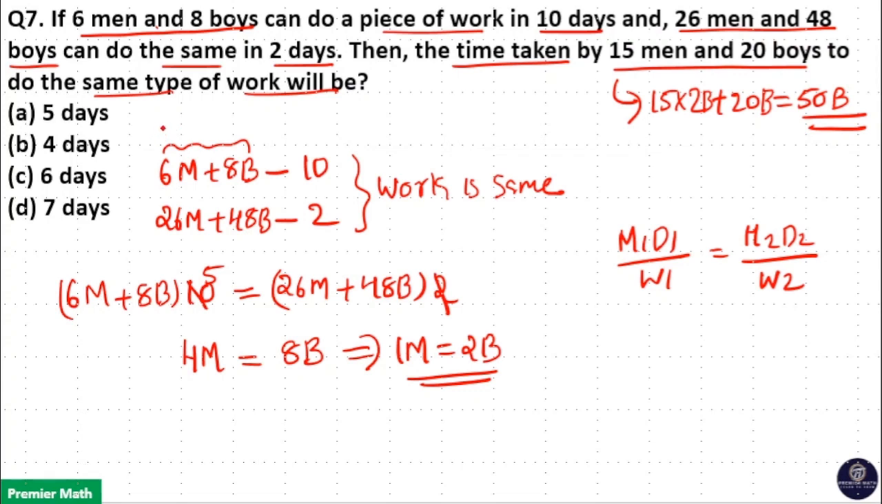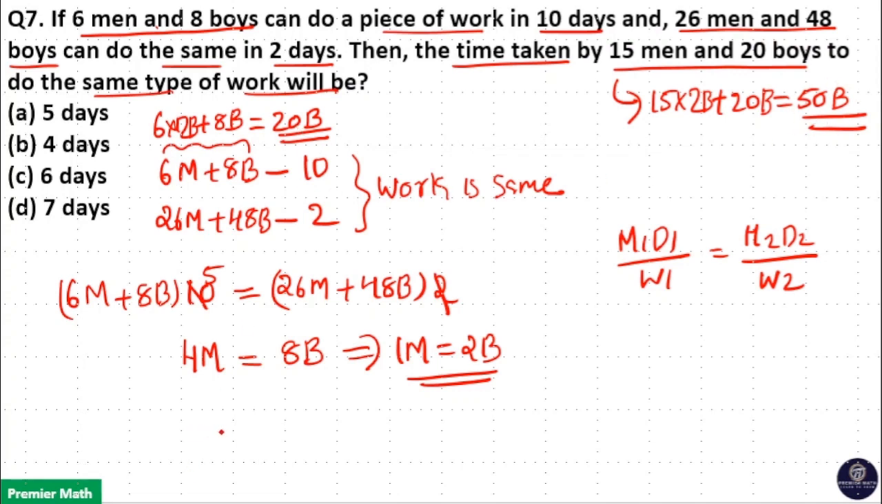6 men is equal to 6 into 2, 12, plus 8 boys. That is equal to 20 boys. So 6 men plus 8 boys is equal to 20 boys. Then as per the question, 20 boys can do a job in 10 days. Then our question is, in how many days can 50 boys do the same job?